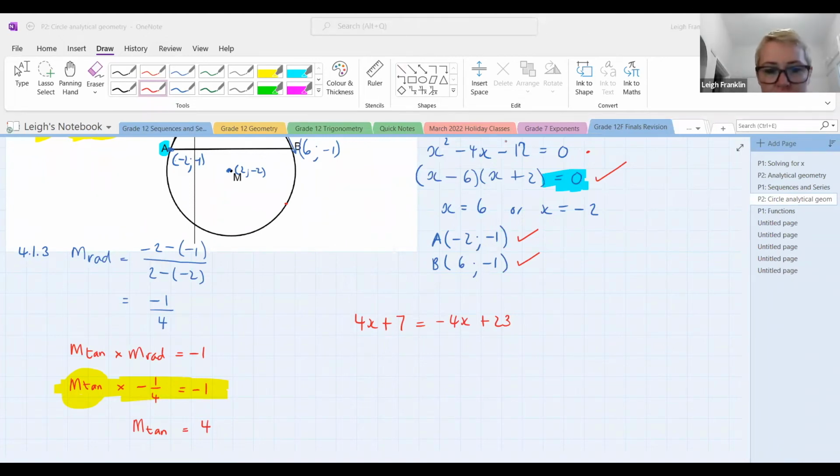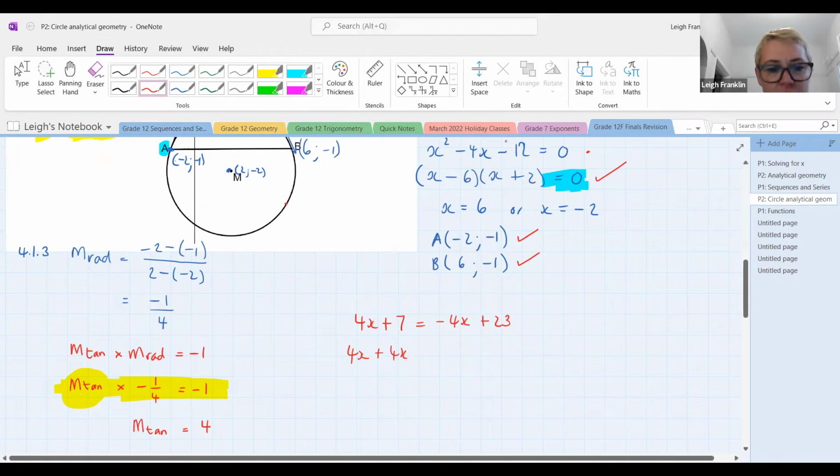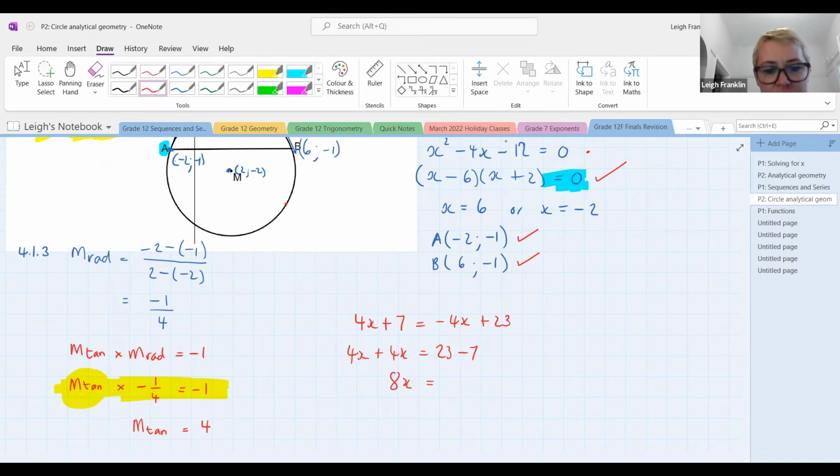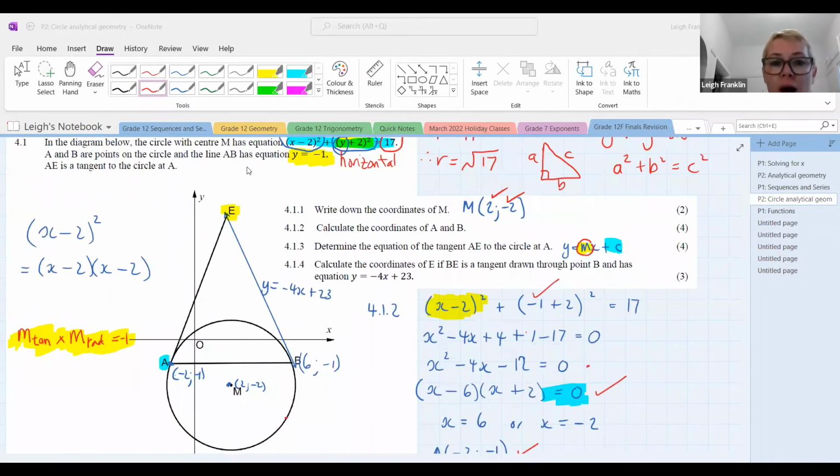Now we're going to take this over to the other side. So this gives us 4x plus 4x. On this side, we've got 23 take away 7. So this gives us 8x is equal to 16 and x is equal to 2. A couple of you have messaged me already and told me that. Wonderful, good stuff. Now I can use either one of my two equations. Well done, Deanna, that's right. You can sub it into the minus 4x equation, or you can sub it into the 4x plus 7 equation. It's not going to matter because at E, they have the same y as well.